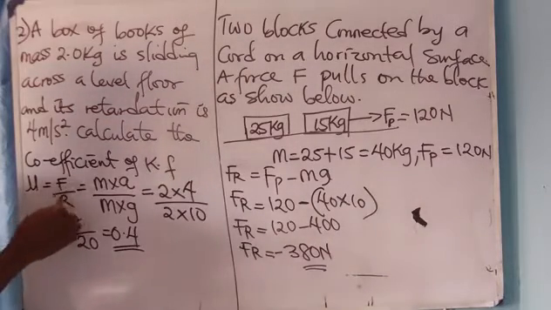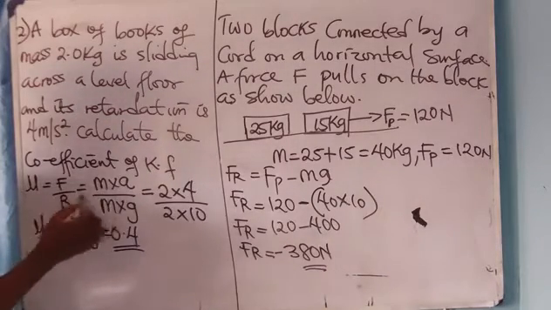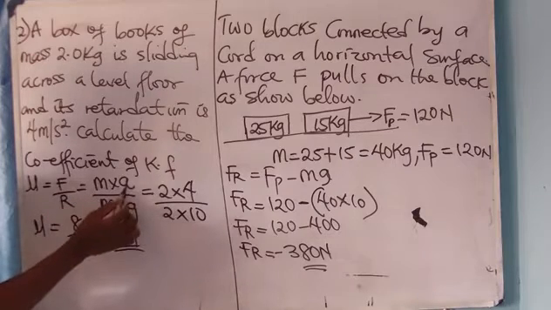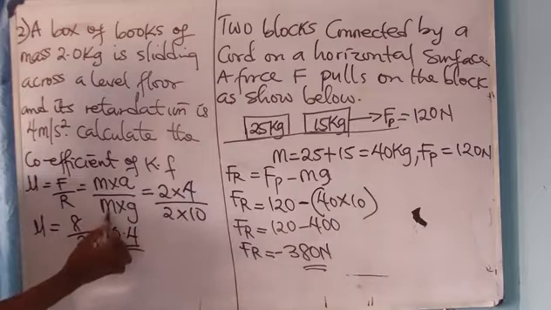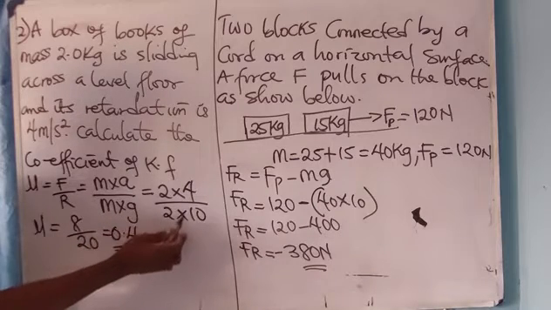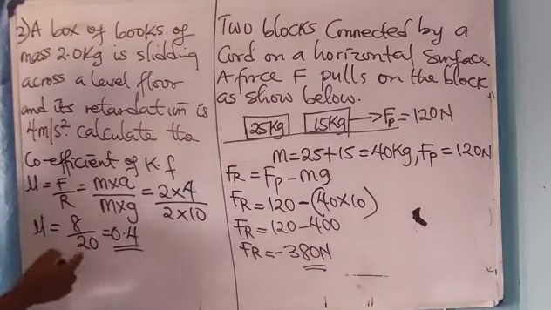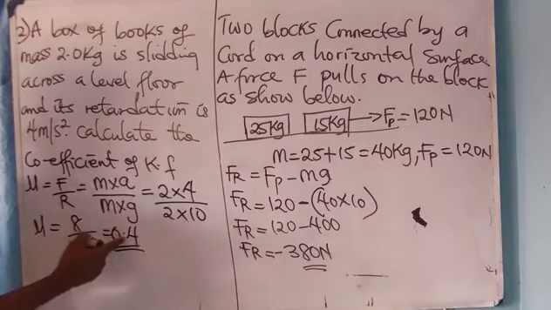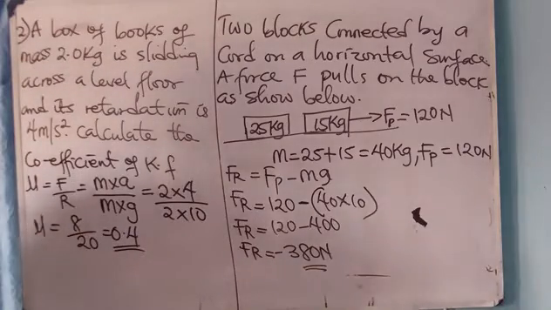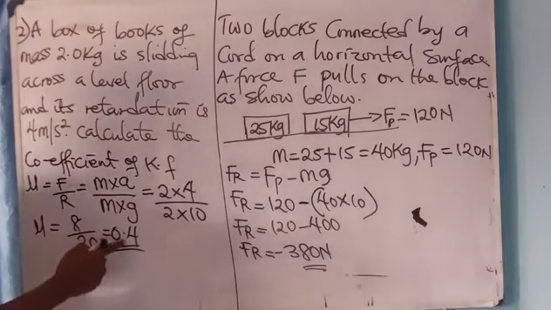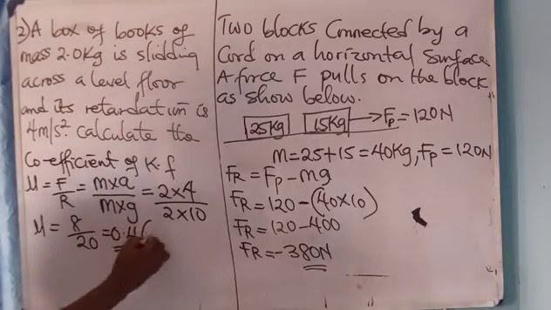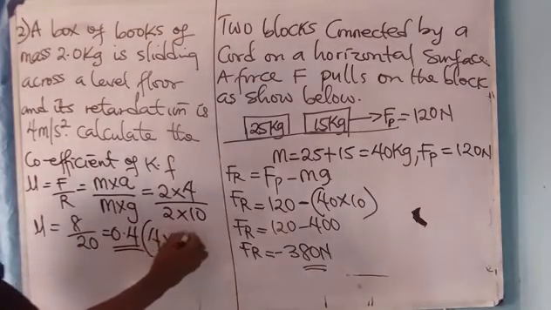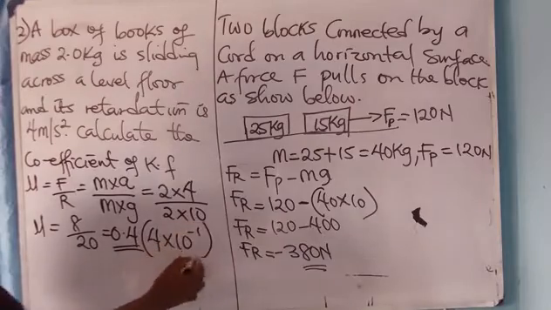F over arrow: they gave us the mass as 2 and the acceleration as 4, then the mass is 2, and g was given as 10. So we say 8 over 10, which is 0.4. If I were to put this in standard form, it becomes 4 times 10 raised to minus 1.